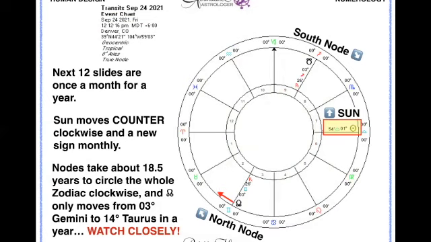And they move clockwise, and the north node during this whole year will only move from 3 degrees Gemini to 14 degrees Taurus. So what I suggest is you focus on the north node with the red arrow there down at the bottom of the chart, and use your peripheral vision to kind of watch the sun. And you will see that the north node will move very slowly in comparison to the sun.